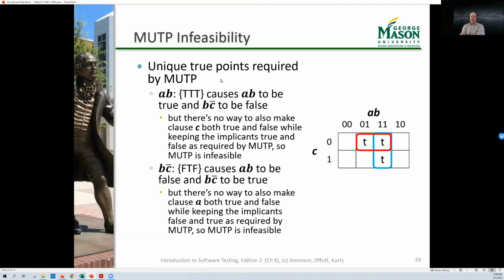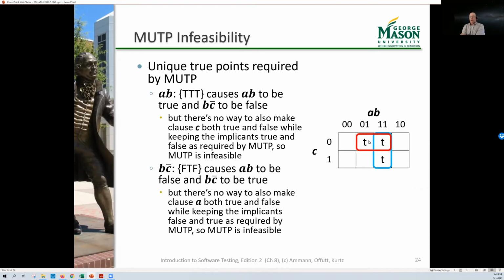If we look at the unique true points for AB, the unique true point for AB is true, true, true. This is another true point, but it's not unique because both implicants cause that to be true. So true, true, true, true is the only unique true point for AB. So can I find unique true points where C is true and is false? Well, even without looking at it very far, if I've only got one unique true point, I can't cause anything else to be different. So MUTP is infeasible in this case for AB because I have found a unique true point where C is true, but I can't find a unique true point where C is false.